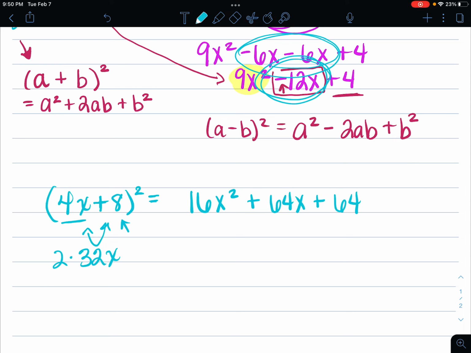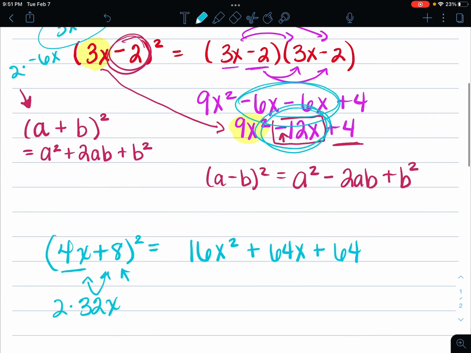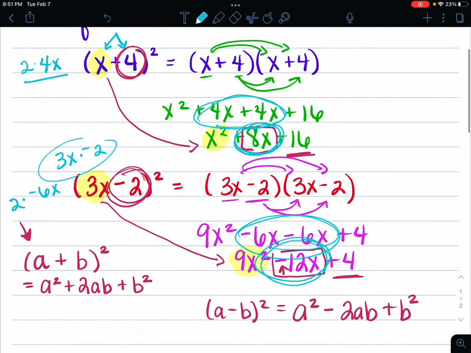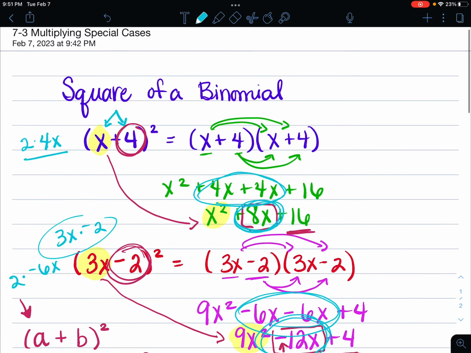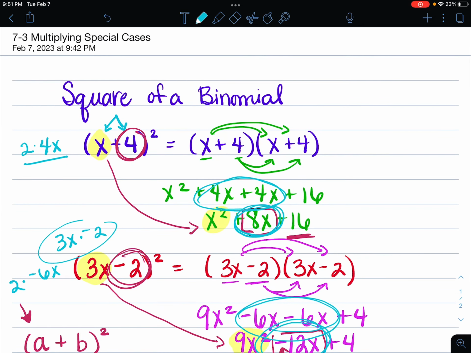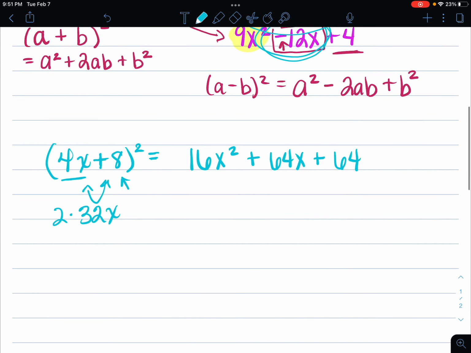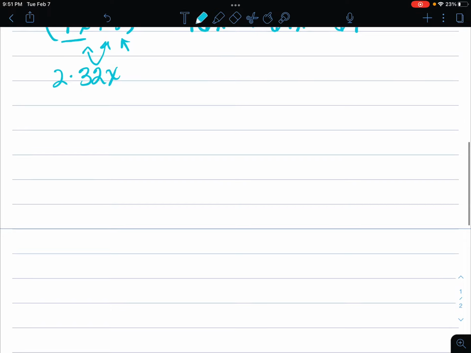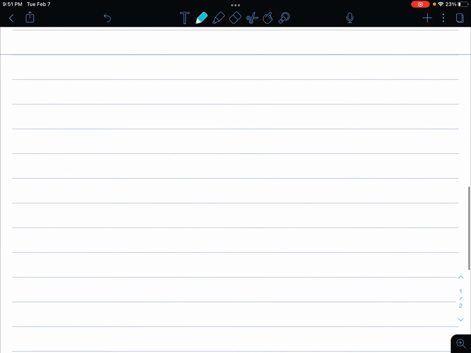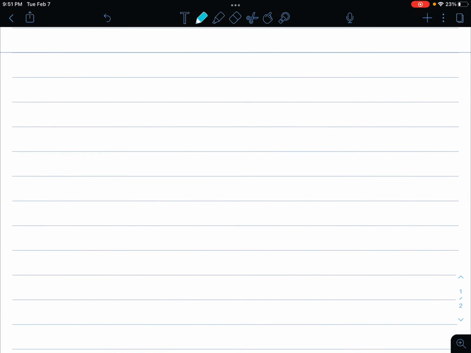Okay, so that's using the shortcut to squaring a binomial. And again, that shortcut only works whenever you're squaring the binomial. Okay, so that's the first shortcut. That's considered a special case. That's going to come in handy actually when we do these fun things called conic sections and completing the square, because it is a square, right? You're doing that.